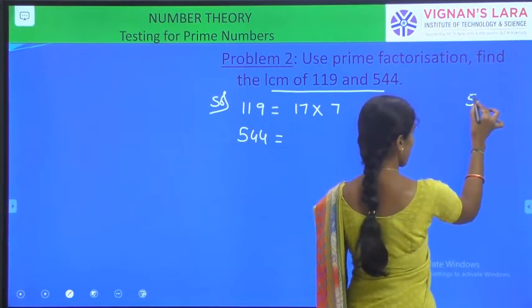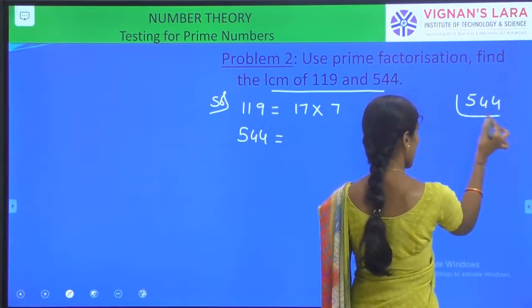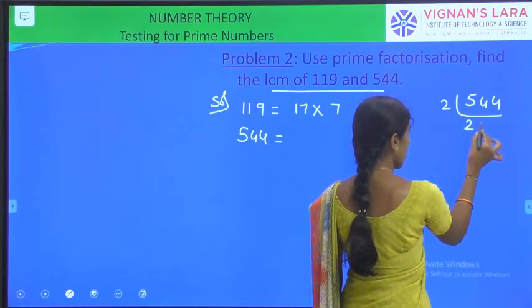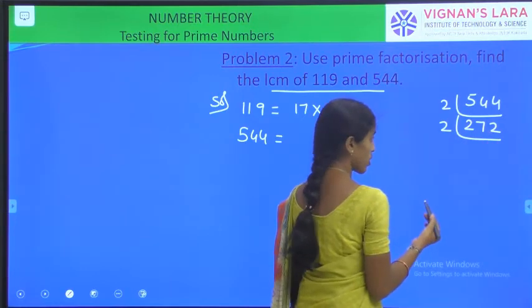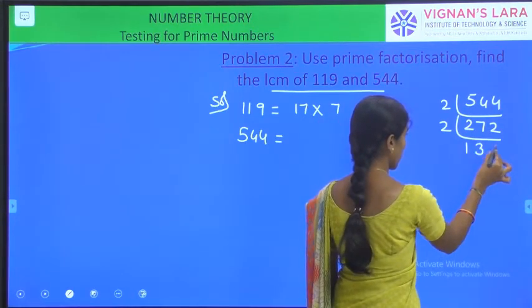So I am using this procedure. 544 is an even number, so start with 2. Next again use 2, because the ones place is even. Again use 2. Right? Again use 2. Because 17 is a prime number, we stop there. 544 can be written as 2 how many times? 5 times. 2 to the power 5 into 17.